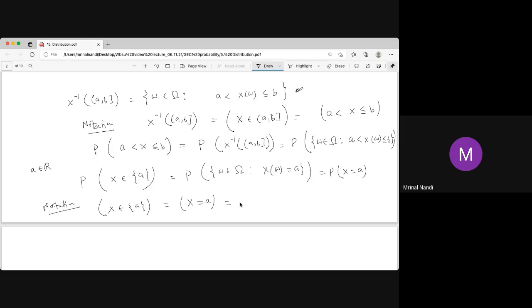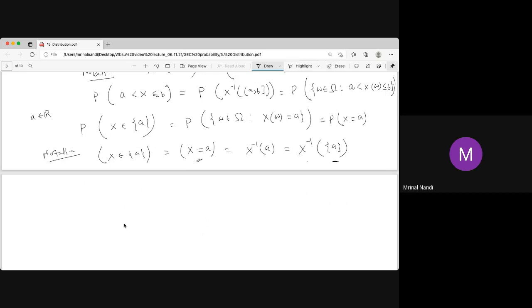And sometimes we write this as X inverse of A also. The actual notation is X inverse of the set, continuing. The last one is the actual mathematical notation, and all of these are used. Basically, this terminology is used in probability. But remember, this is actually this: by mathematical terminology, the notation is the last one.